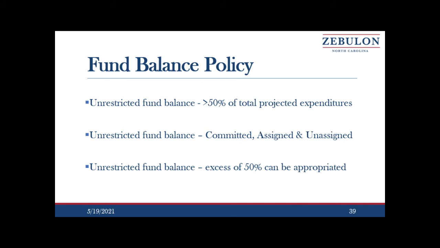Just a reminder, here is your current fund balance policy. The key component of that policy says your unrestricted fund balance is to be greater than 50% of your total projected expenditures. Again, that unrestricted fund balance is everything but the restricted. That's committed, assigned, and unassigned. Anything in excess of 50% can be appropriated for expenditure in the next year's budget. So if you come back to this graph, you'll see about 3.4 is the unrestricted minus the fund balance policy. That leaves you about $3.4 million available for appropriation.